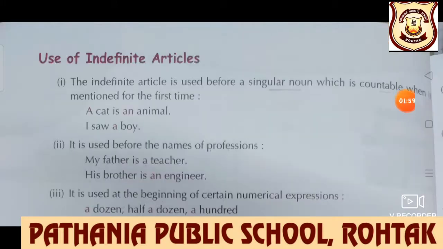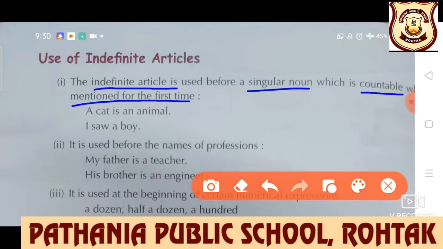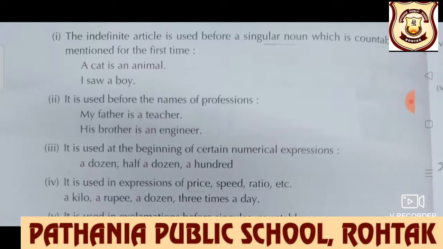Now see children, the use of the indefinite article in detail. Always remember, the indefinite article is used before a singular noun which is countable and mentioned for the first time. A cat is an animal. I saw a boy. So the indefinite article is used before a singular, countable noun.